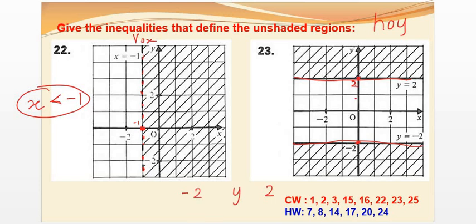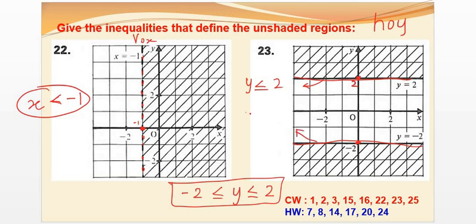Now y is less than or equal to 2. Why is it less than or equal to 2? Because I need all the values less than this 2. Clear? So y is less than or equal to 2, and here it's y is greater than or equal to -2. If it's difficult to directly write a compound inequality, you can write the two inequalities first. Look at this. y is less than or equal to 2 for this one, and for this one it is y is greater than or equal to -2.